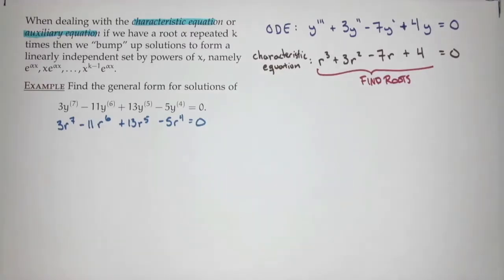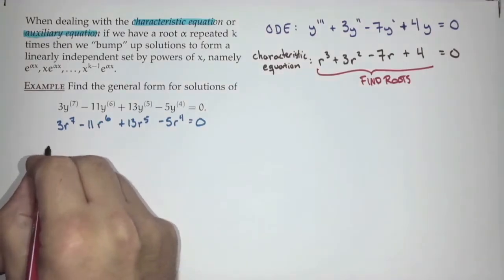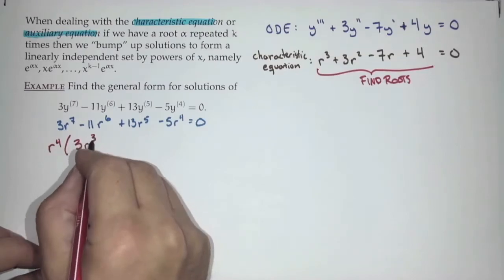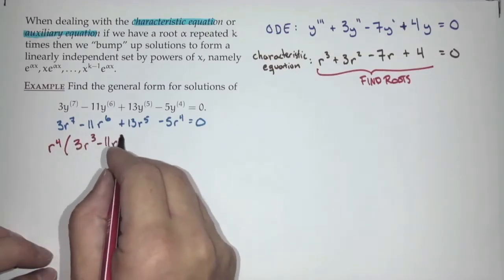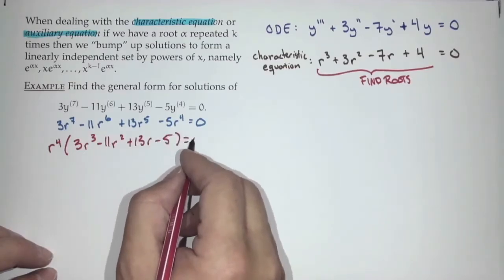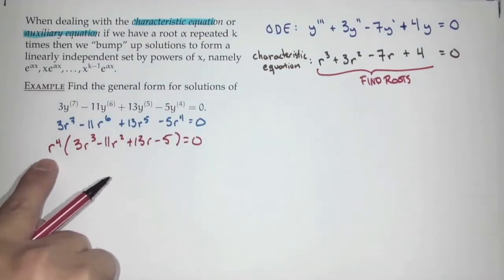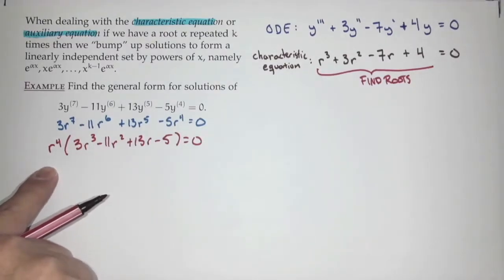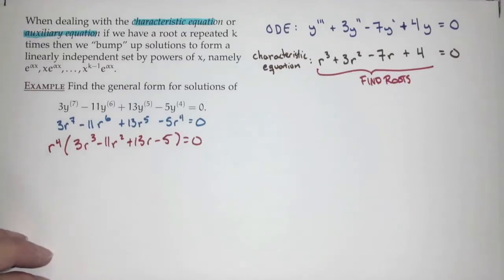Yeah, we can factor a little bit out. And we'll say, okay, r to the 4th. Pull that out. That's easy to do. So we'll have 3r cubed minus 11r squared plus 13r minus 5. And we see these roots are going to be easy. R to the 4th, what roots are we getting from here? 0. And we're going to get it 4 times. So 0, 0, 0, and 0.